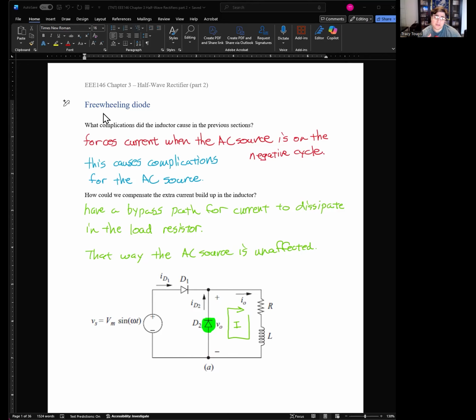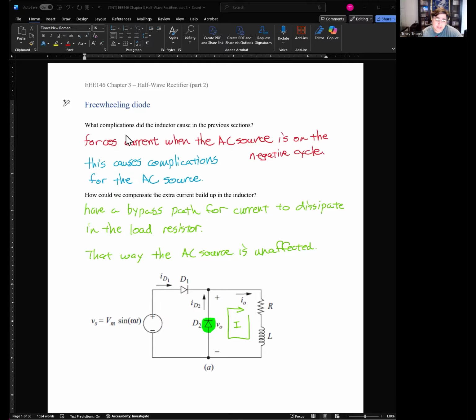This week I want to talk about the additional features and components we could put onto an existing half-wave rectifier to improve the performance. One of the first things you can always do is add a freewheeling diode, which is this extra diode. Now, why do we have that?